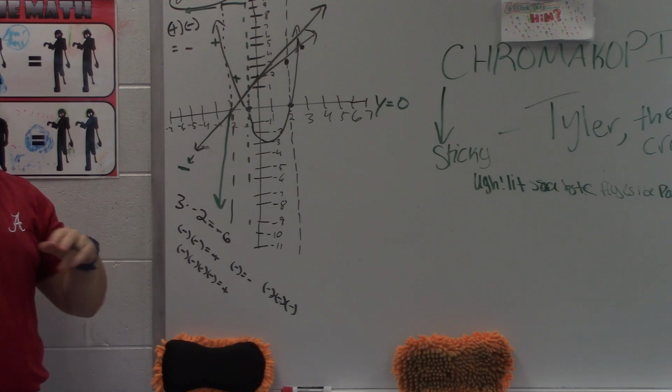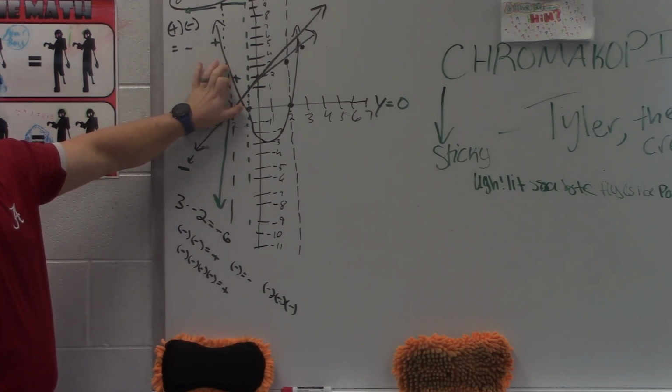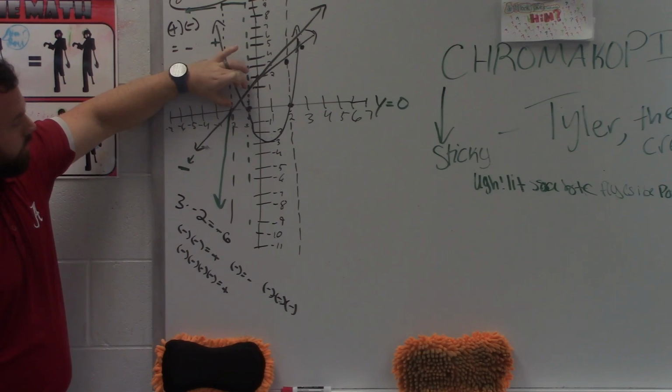So it's all about the output. So Jamie, see how this right here is above the x-axis? So those values are what? Positive. What about this linear factor? Positive or negative?